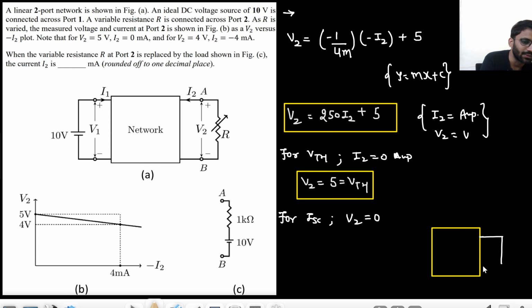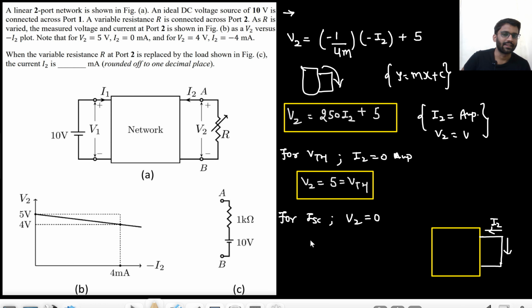That means R will be 0. If V2 is 0, that means this complete path will be shorted, right? And what is my I2? This is my I2. But what is my ISC? ISC is the current flowing in this direction always. Like this is some network, and if I short circuit this, what is the ISC current? That is this. I told you about the direction, right? And what is VTH always? VTH is always from up to positive direction, and ISC only flows from up to down, right?